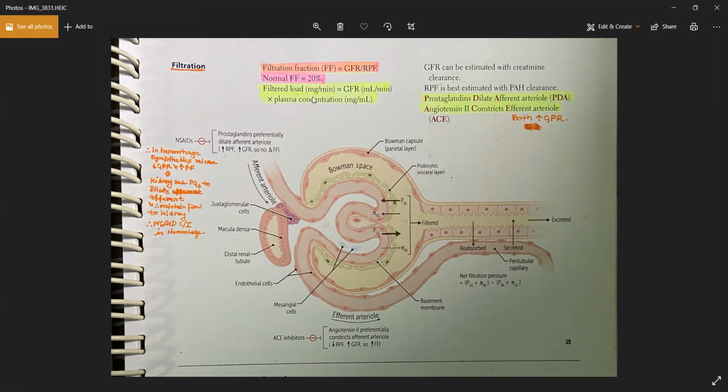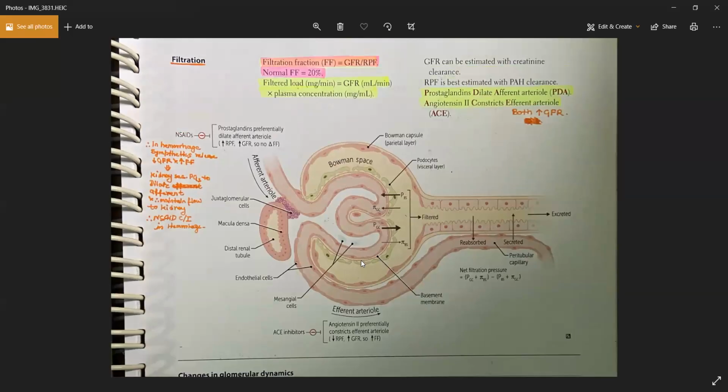How can you calculate the filtered load? It would be the plasma concentration of the substance multiplied by the GFR. GFR will be in milliliters per minute, and the plasma concentration will be in milligrams per milliliter. So you can easily cancel milliliter by milliliter, and we get a filtered load in milligrams per minute. That makes sense. So filtered load equals the plasma concentration of that drug multiplied by GFR. That's how you can calculate the filtered load.